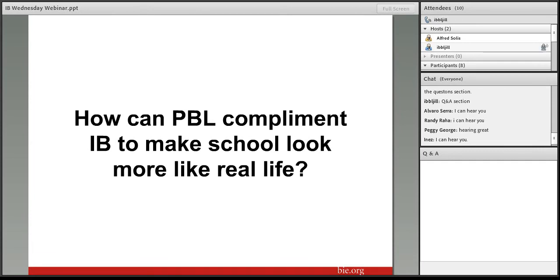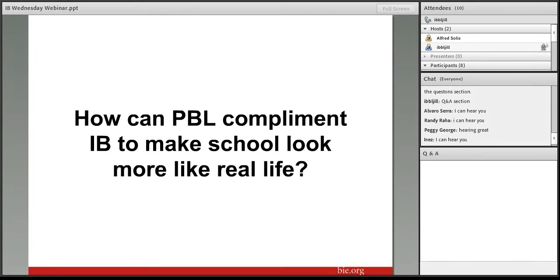How can PBL complement IB to make school look more like real life? So we've seen tweets, journals, education organizations. We're all trying to decide the best way to educate our students and prepare them for the 21st century. And so today we're going to talk about how PBL can complement the amazing IB program and help bring some of our summative assessments and performance assessment tasks to real life.